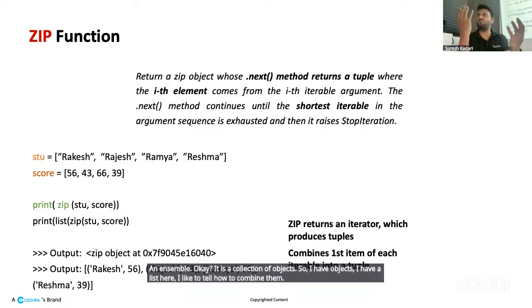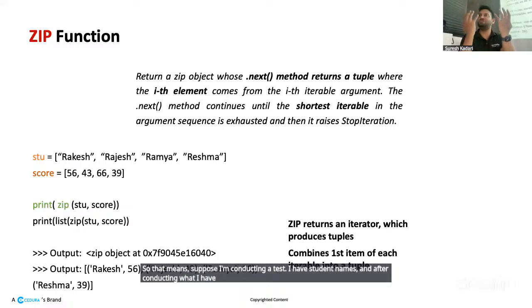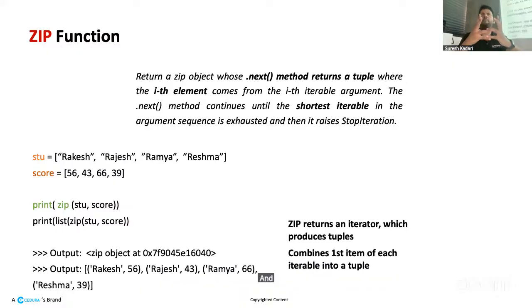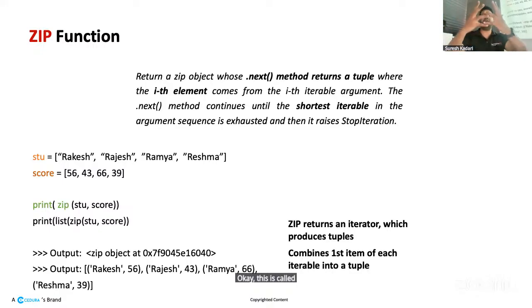Suppose I am conducting a test. I have student names, and after conducting it, what do I have? Marks. Now I need to join student name and mark. Student name and mark, student name and mark. Okay, this is called zip. As I zip it, done.